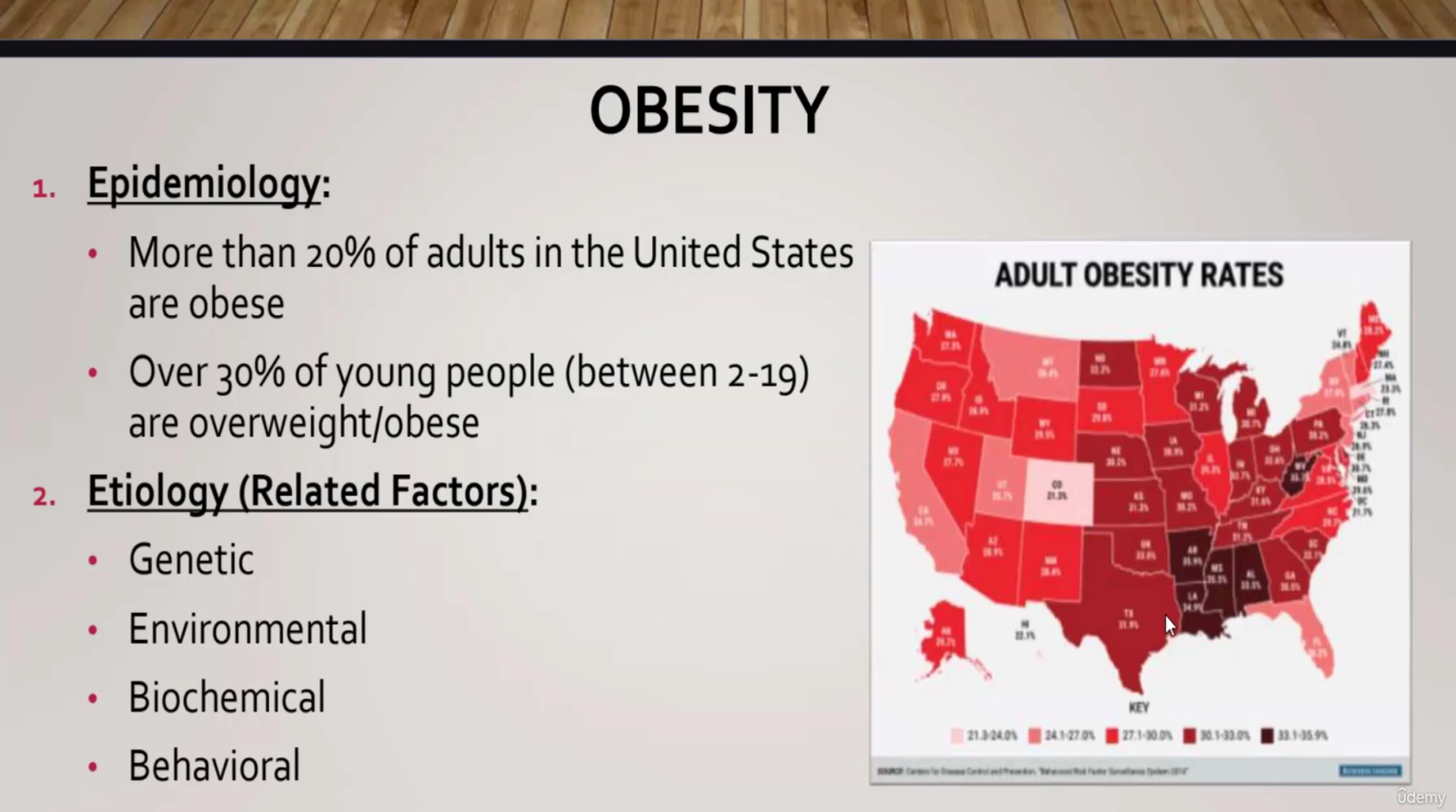Obesity, epidemiology. So more than 20% of adults in the United States are obese. Over 30% of young people between 2 and 19 are overweight. Okay, so this can be related to genetic, environmental, biochemical, and behavioral factors.